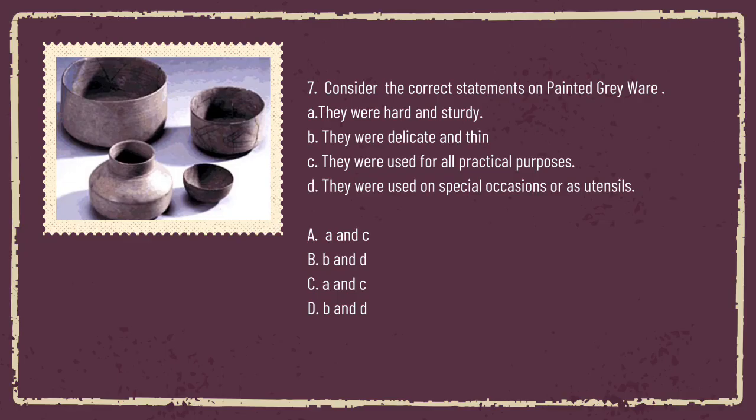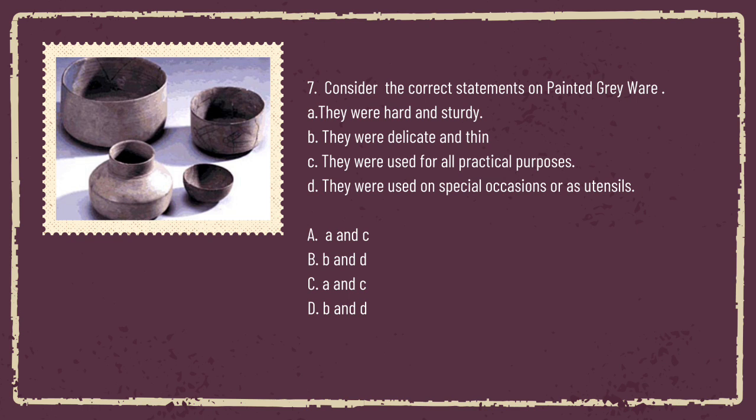Question number 7. Consider the correct statements on painted grey ware. It's a type of pottery that was found in the Harappan civilization. Now A is they were hard and sturdy. B, they were delicate and thin. C, they were used for all practical purposes.